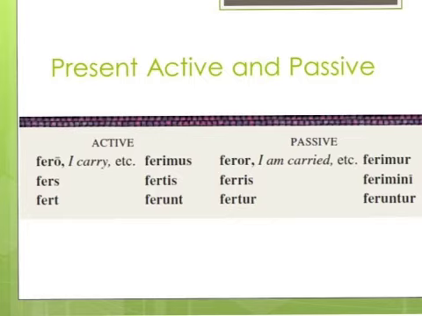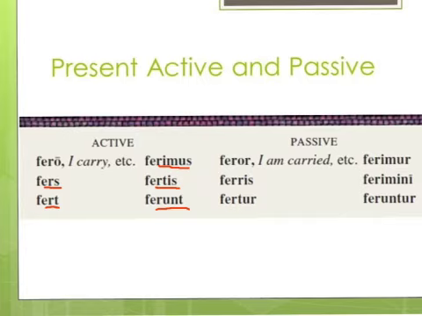Fero often acts like a third conjugation verb, so it acts a lot like pono. However, in the present tense, it loses some of its stem vowels. You notice it starts with fero, which is normal, just like pono, but in the second singular, it's just fers. It loses the i. And in the third singular, it's fert, again, no i. Then the stem vowel comes back in ferimus, and then it goes away in fertis, and then it comes back again in ferunt. So it's fero, fers, fert, ferimus, fertis, ferunt.